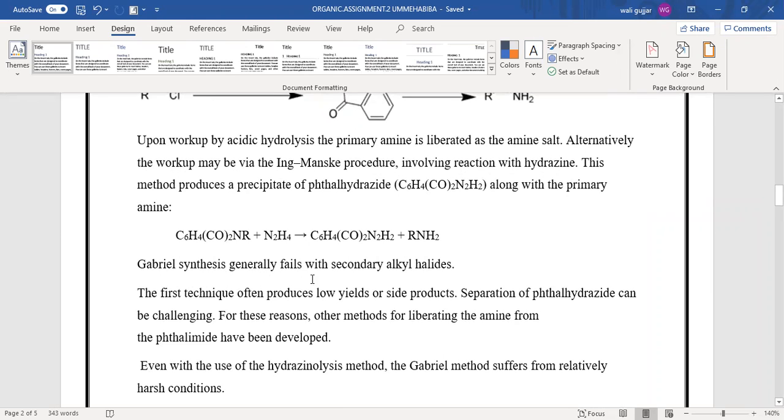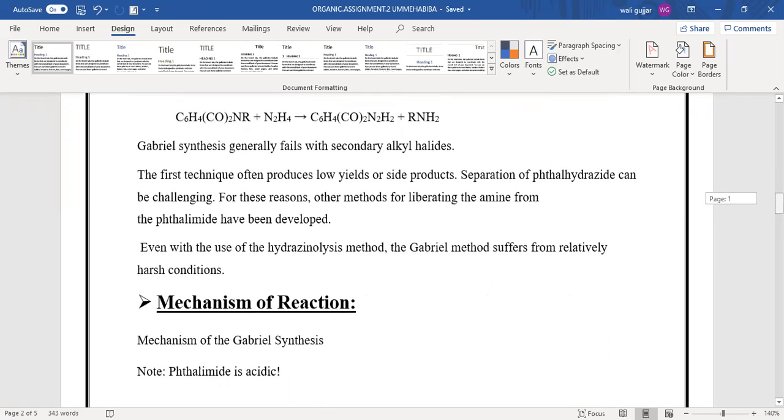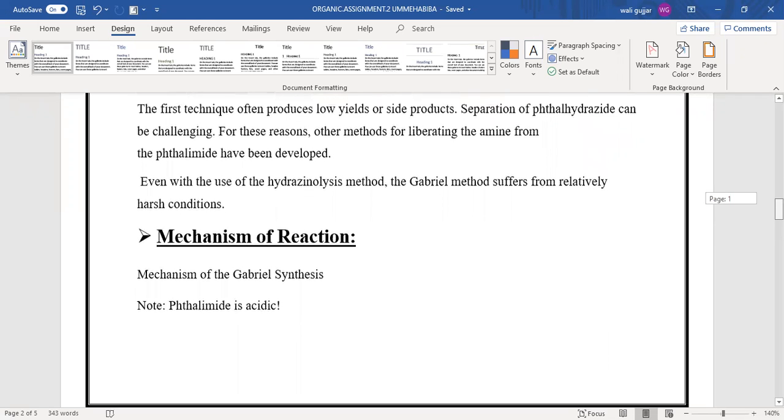Gabriel synthesis generally fails with secondary alkyl halides. The first technique often produces low yields or side products. Separation of the hydrazide can be challenging. For these reasons, other methods for liberating the amine from the phthalimide have been developed. Even with the use of the hydrazinolysis method, the Gabriel method suffers from relatively harsh conditions. It has its own specific conditions.